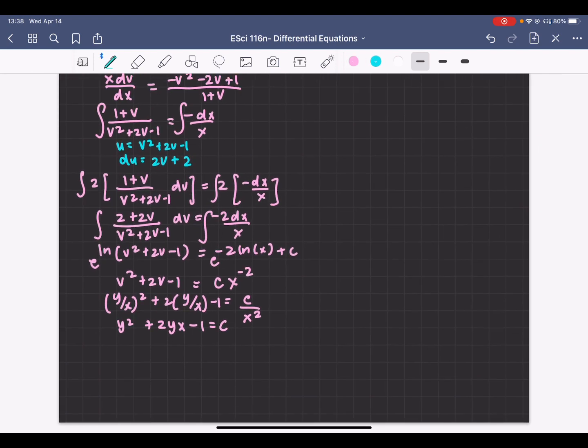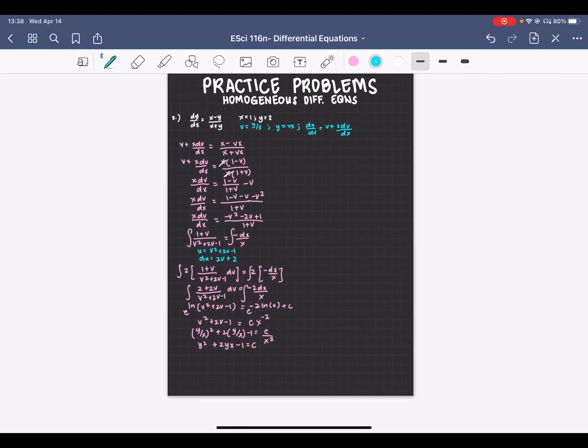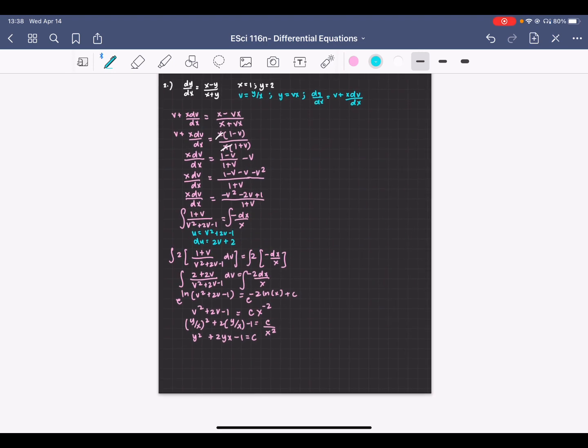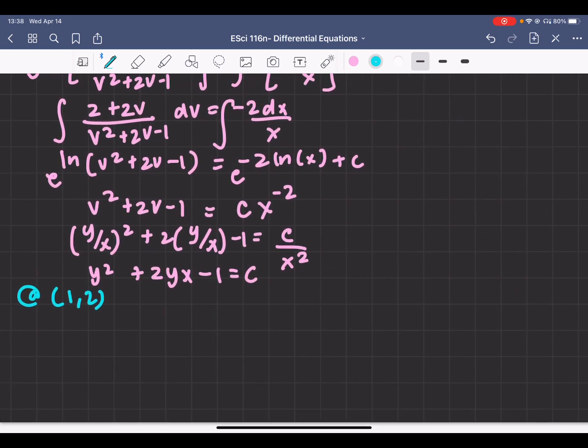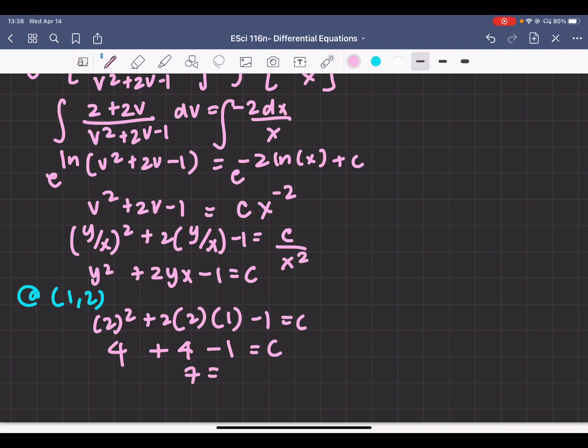Now we have our condition where x is equal to 1 and y is equal to 2. So we need to plug those values in so that we can get the value for c. So that's 2 squared plus 2 times 2 times 1 minus 1 equals c. And that is 4 plus 4 minus 1 is equal to c. And that is 7 is equal to c.